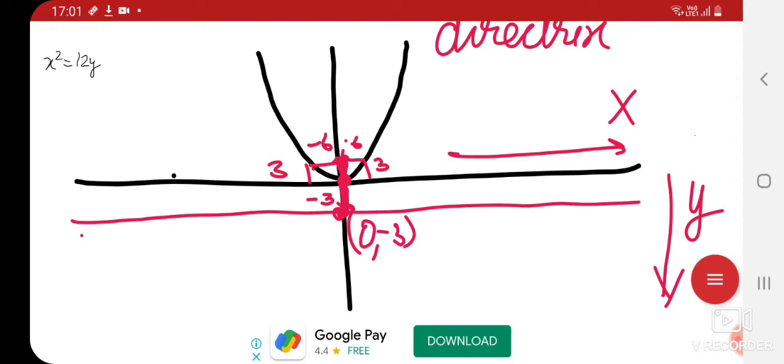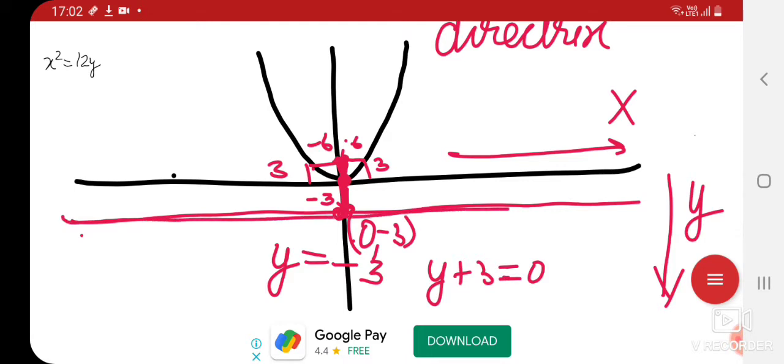And the equation you obtain, let's suppose the directrix, say it as y, right? That y is equal to minus 3. Simply you can say that y plus 3 is equal to 0. Is that right? This line has the point here as minus 3.